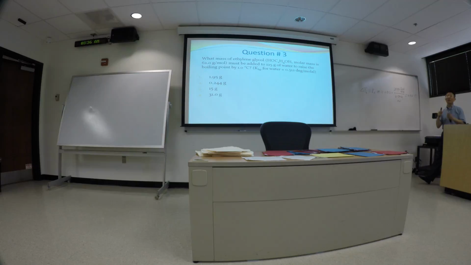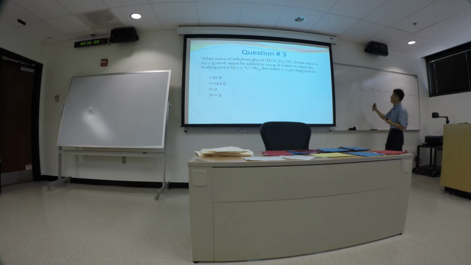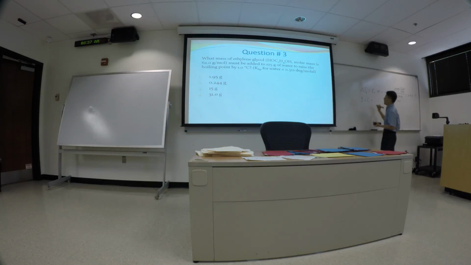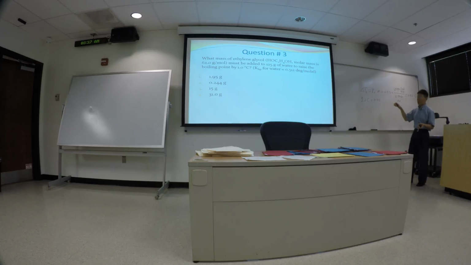Now, in this case, we want to have the boiling point elevated by 1 degree. The boiling point of pure water is 100 degrees. We want it to be 101 degrees. So the change is 1 degree. So again, delta T_B in this case will be 1 degree, and that equals 0.512, the boiling point constant, and then times the molality.